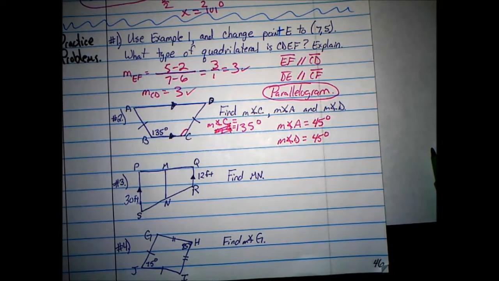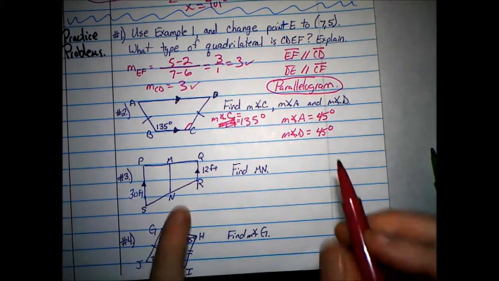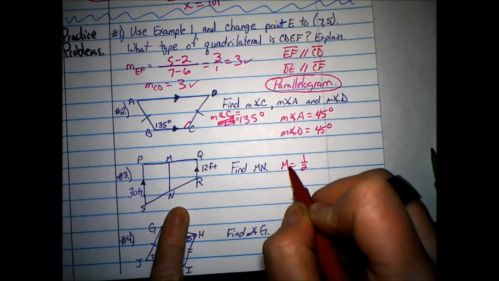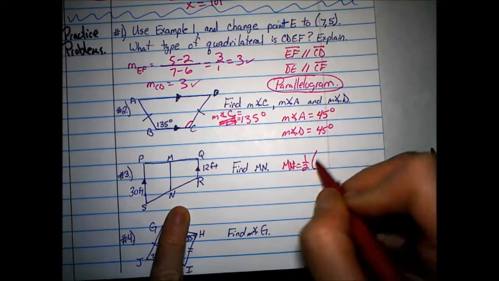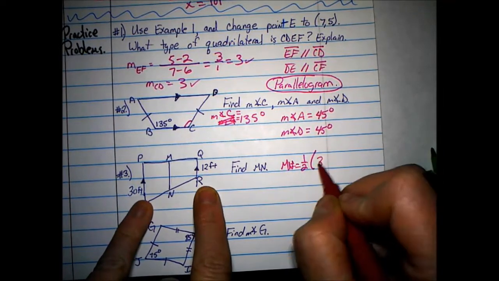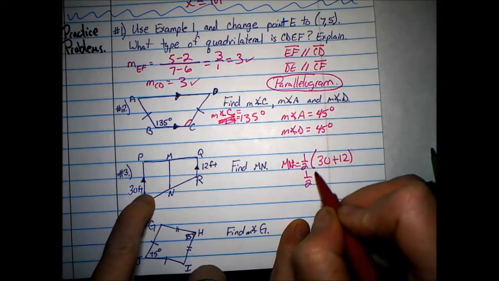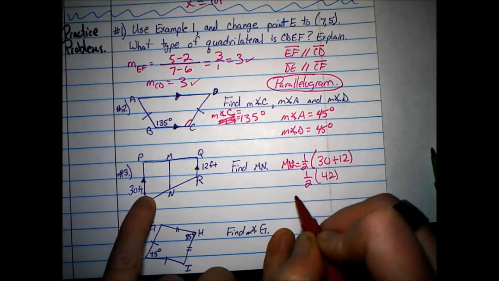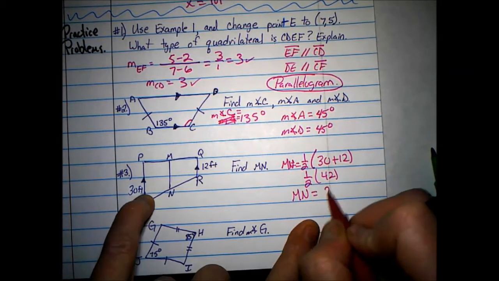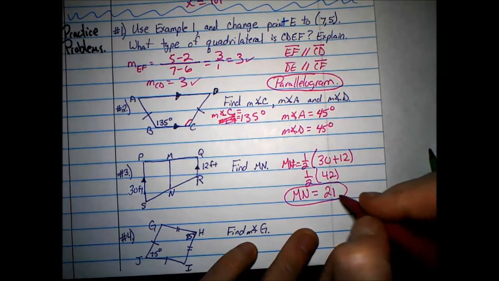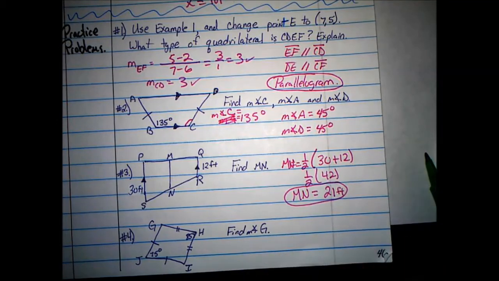On number 3, LMN is the mid-segment. So to find LN, I'm going to take 1/2 of my bases, so that'd be 30 plus 12. So I'm going to take half of 42, and that tells me that LN is equal to 21. Oh, I forgot my units again. Don't forget your units, that's feet.